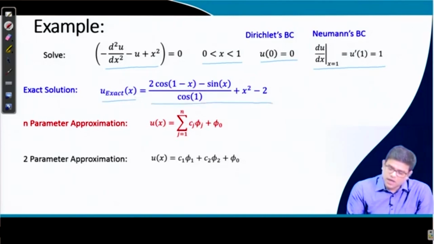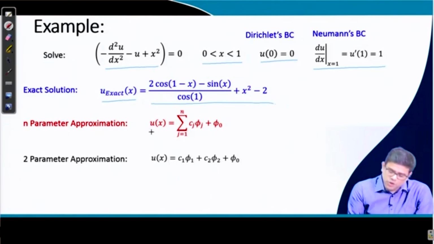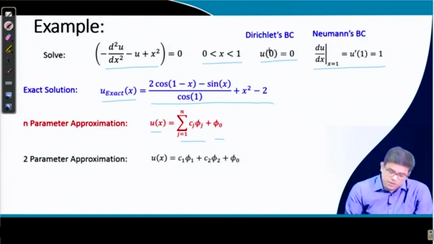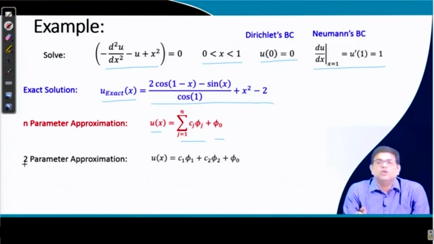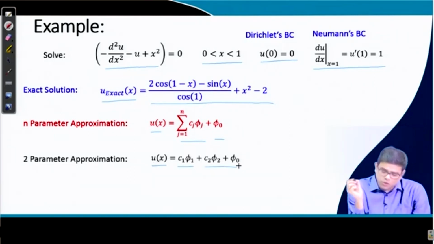You see, the exact solution of this differential equation looks like this. So this is my exact solution, and the standard n-parameter approximation is simply u(x) = sum of c_j phi_j plus phi_0. So phi_0 is due to the boundary condition, which is homogeneous here. So naturally, in case of the Rayleigh-Ritz method, phi_0 can be 0, right? Now if I look into the two-parameter approximation, it is c1 phi1 plus c2 phi2.